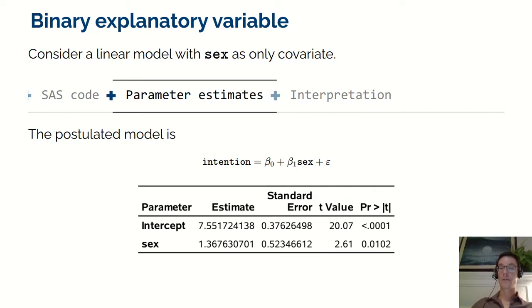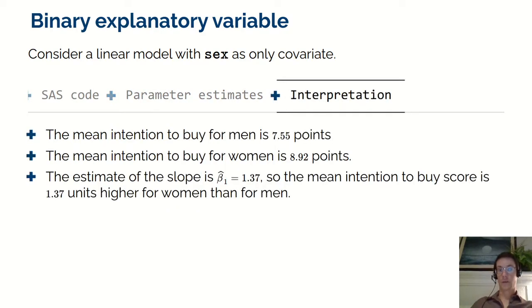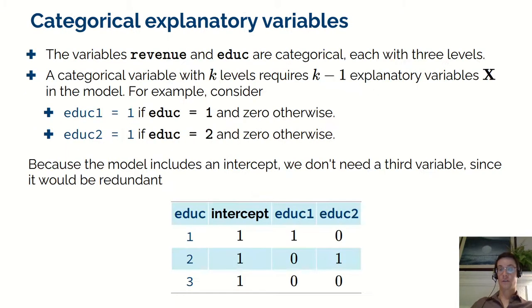Women have a higher intention to buy. This is a contrast, so the average of women is beta naught plus beta 1. So here we have women at 8.91, more or less, as average intention. And so the difference between women and men is 1.37. So women have higher intention than men, 1.37 points higher. So you have here the interpretation, and you can check for yourself.